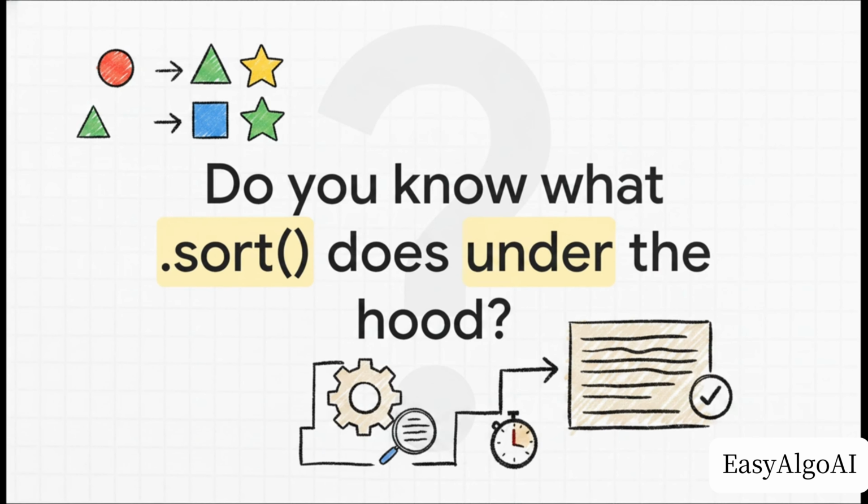Hopefully, this explainer gave you the confidence to ace an open-ended sorting question and really deeply understand the mechanics behind the code. So I gotta ask, next time you just casually type .sort in your codebase, will you actually know what's happening under the hood?